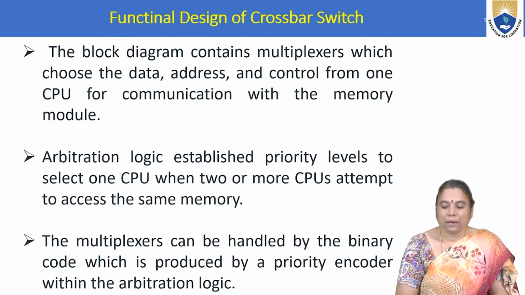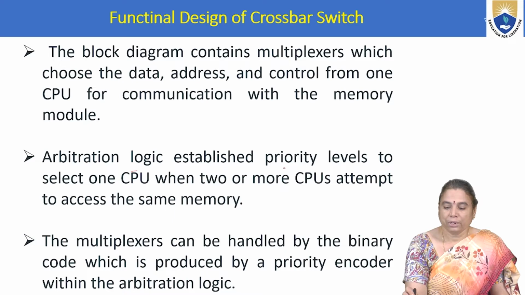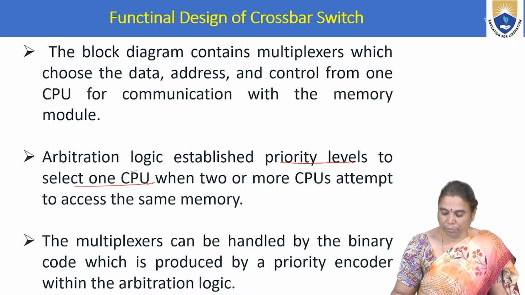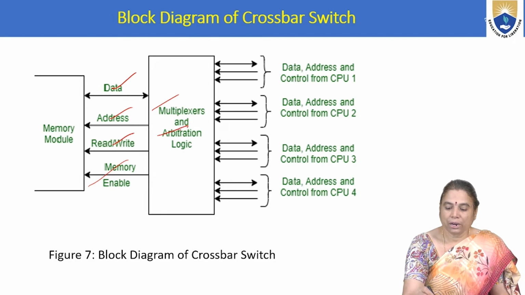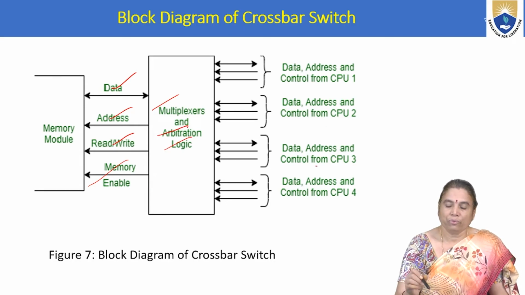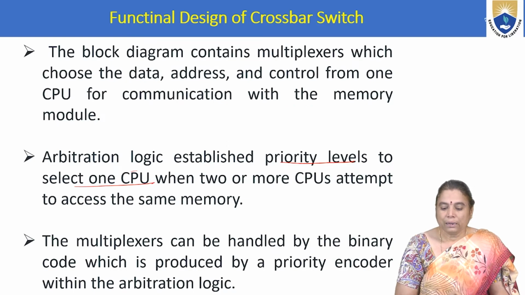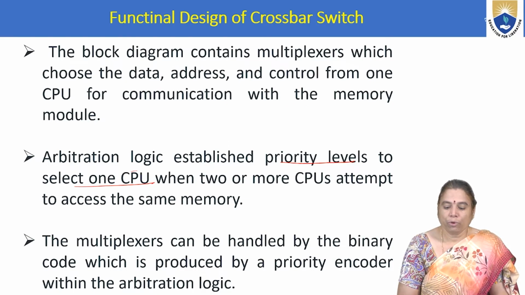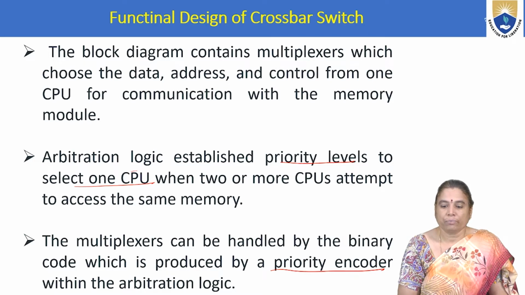The block diagram contains multiplexers which are used to specify the location, address, the information as well as the control signals to communicate the processor with the memory. The arbitration logic establishes priority levels to select one CPU. So here this arbitration logic has to select one CPU for the communication. The multiplexers are handled by a binary code which is produced by the priority encoder. So this is the switching logic that can be employed at each crossbar switch.